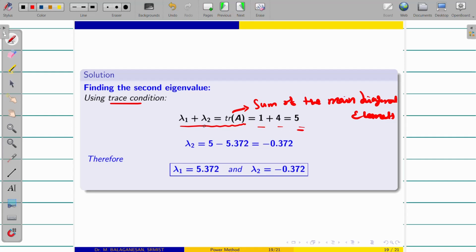So lambda 1 plus lambda 2 equals 5. We found one eigenvalue, lambda 1 equal to 5.372. So then we have to find lambda 2. Lambda 2 is equivalent to 5 minus lambda 1. So I can get minus 0.372. So my lambda 1 is this and lambda 2 will be this. This is the way to find the eigenvalues and eigenvectors and the rest of the eigenvalues also. In the next video, we will discuss how to find the dominant eigenvalue and the rest of the two eigenvalues. I will give another example for 3 by 3.